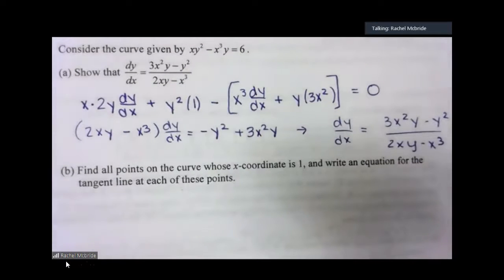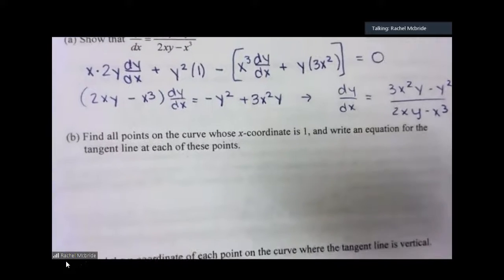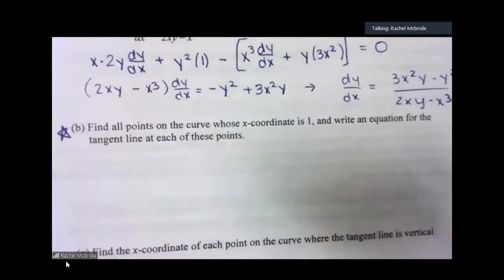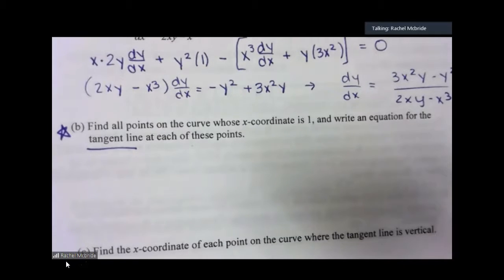Is that a nice review? We remember implicit. We're feeling good. Remember, please, if I'm too fast, you don't understand, ask, ask, ask. I love question B. The AP exam loves tangent lines. Find all points on that curve given above, so this is still part of 28. Find all points on that curve whose x coordinate is 1. Write an equation for the tangent line at that point, or multiple points.